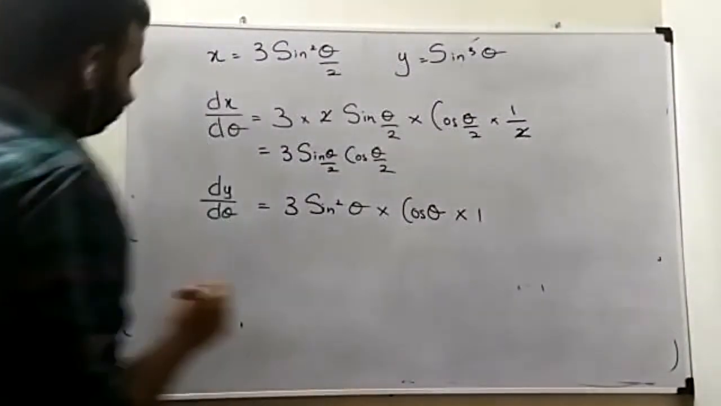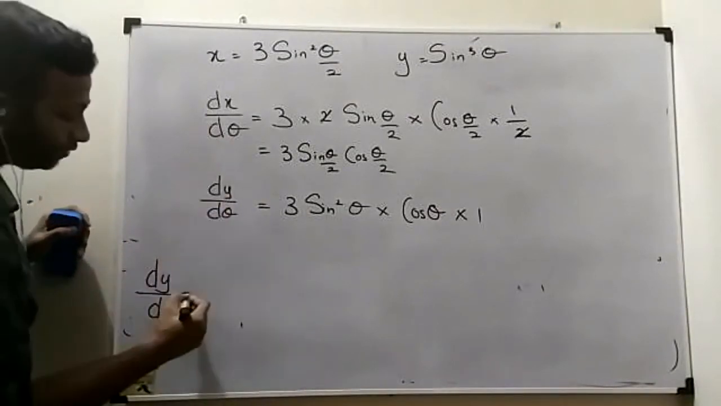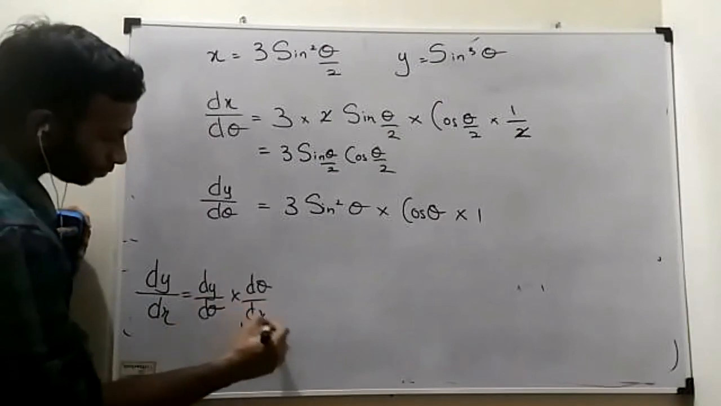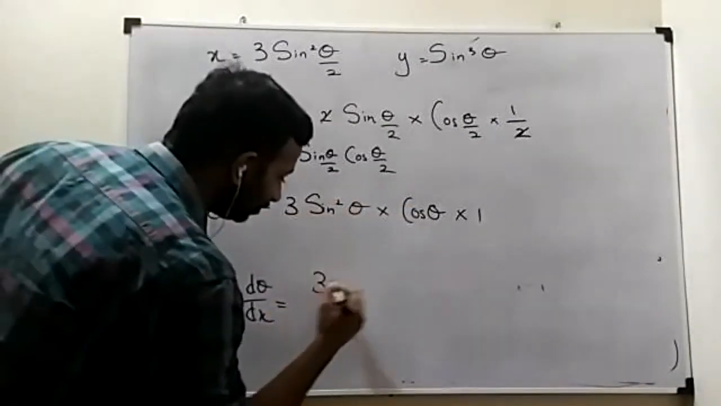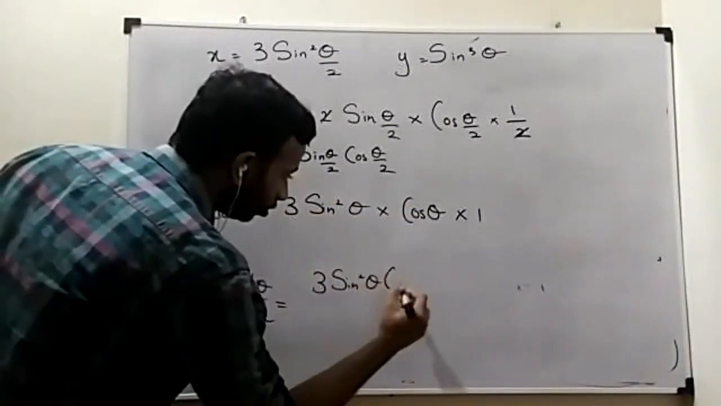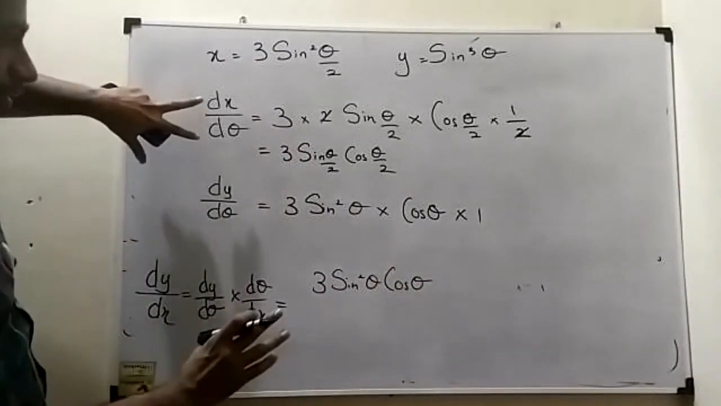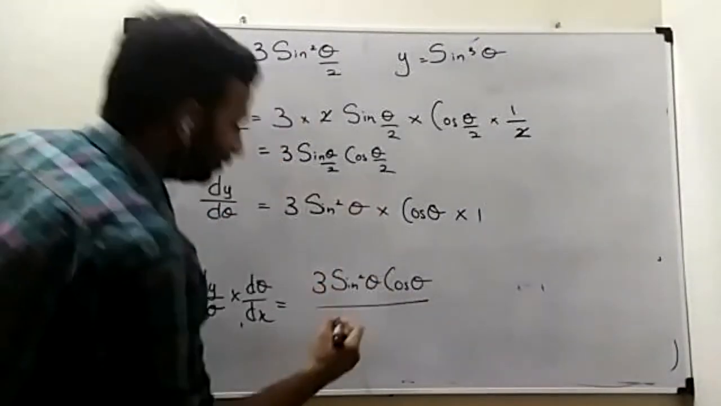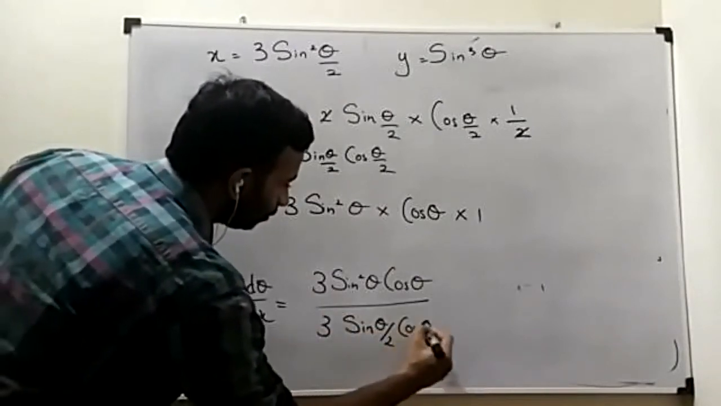So now what do we need? We need dy by dx, but we have got this, and using this, we can get dy by dx. dy by dx can be written as dy by d theta multiplied by d theta by dx. So what is dy by d theta? We found it: 3 sine squared theta cos theta. And d theta by dx: this is dx by d theta, so d theta by dx is the reciprocal. Or you can say you divide by this value, 3 sine theta by 2 cos theta by 2, right?